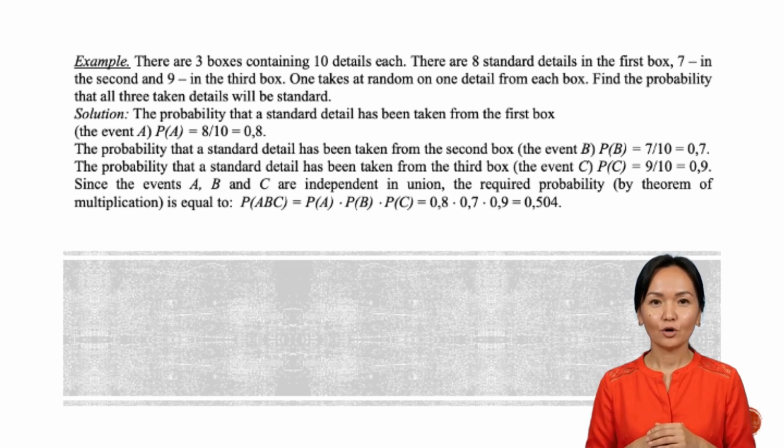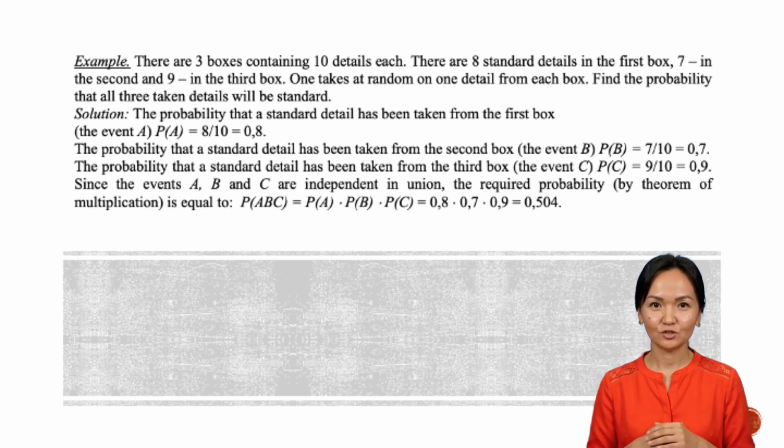Now, since the boxes are independent of each other, the events are independent in union. What happens in one box does not affect what happens in another box. Therefore, we can apply the multiplication rule for independent events. We simply multiply the 3 probabilities together, 0.8 times 0.7 times 0.9.